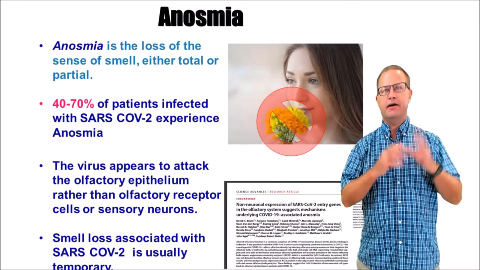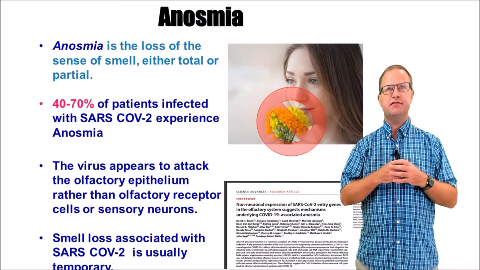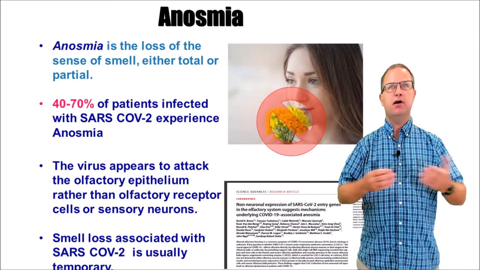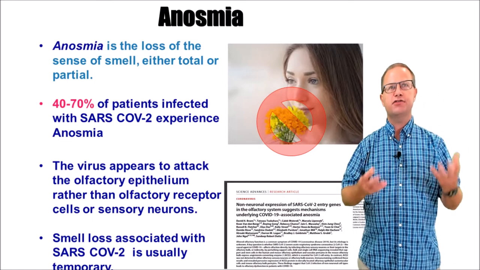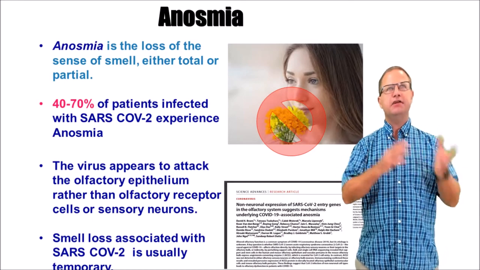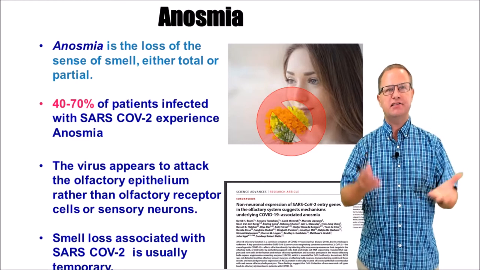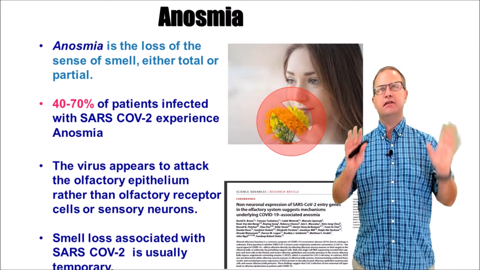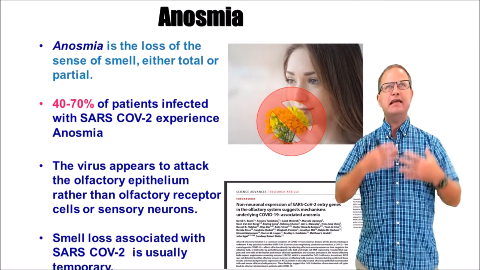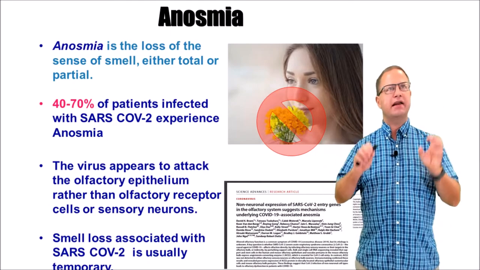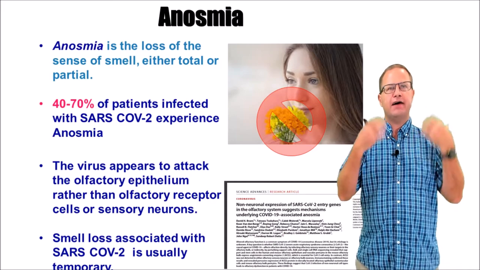All right, now we're going to talk about a disorder of the olfactory system called anosmia. Anosmia is the loss of the sense of smell. We can also have a reduced sense of smell called hyposmia. Now, what we found out recently is that people infected with the SARS-CoV-2 virus actually have a 40 to 70% likelihood of experiencing anosmia or hyposmia as a result of their infection. Now, there's a lot of different viruses and even medications that can cause reduced sense of smell, but in many cases, we found out that these viruses or medications actually attack the nerve cells or the receptors that are involved in olfaction.